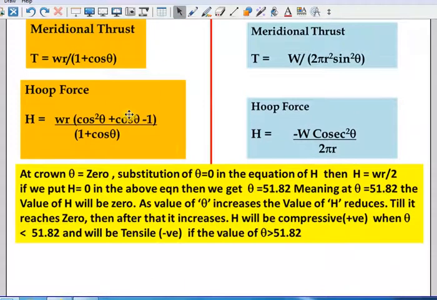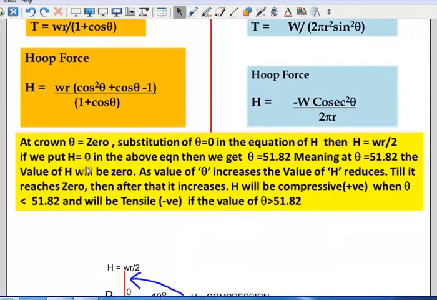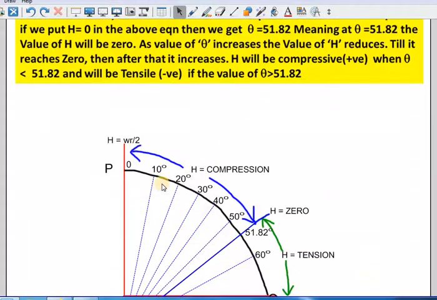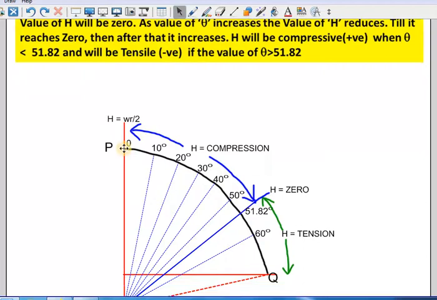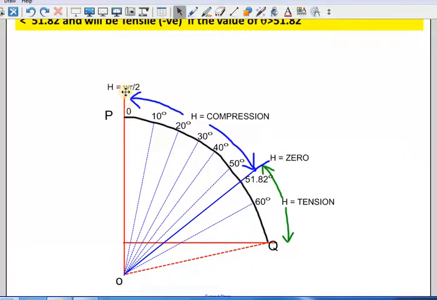Okay, so we know that cos 0 is 1 and cos 90 is equal to 0. So if you put theta equal to 0 here, then you will find that H is equal to WR by 2. This will be the maximum. When theta is 0, the hoop force will be WR by 2, at the crown, at the axis crown here.